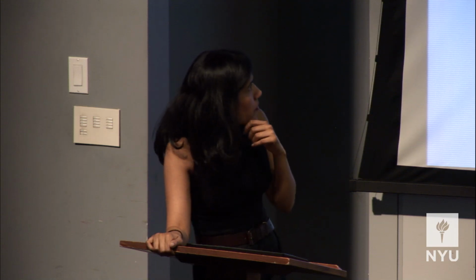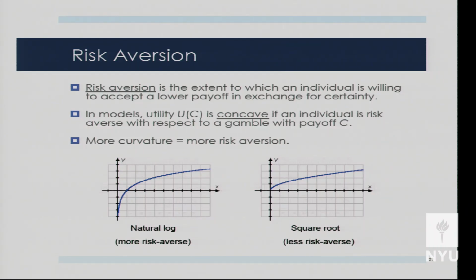Now let's talk about risk aversion. Risk aversion is the extent to which an individual is willing to accept a lower payoff in exchange for certainty. It's what you're willing to give up in order to not face risk. In models where utility, U of C, is concave, concave simply means that the slope at low levels of consumption is steeper than the slope at higher levels of consumption. That the slope goes down with more and more consumption.